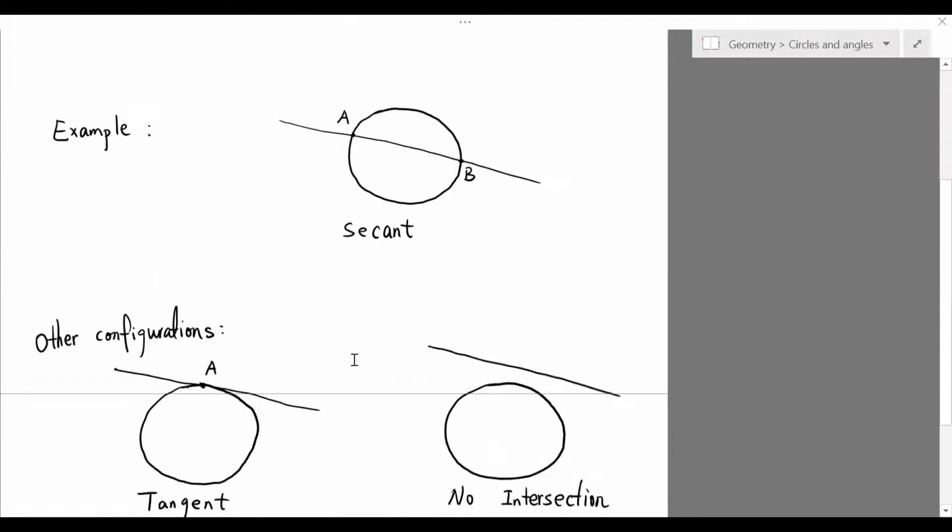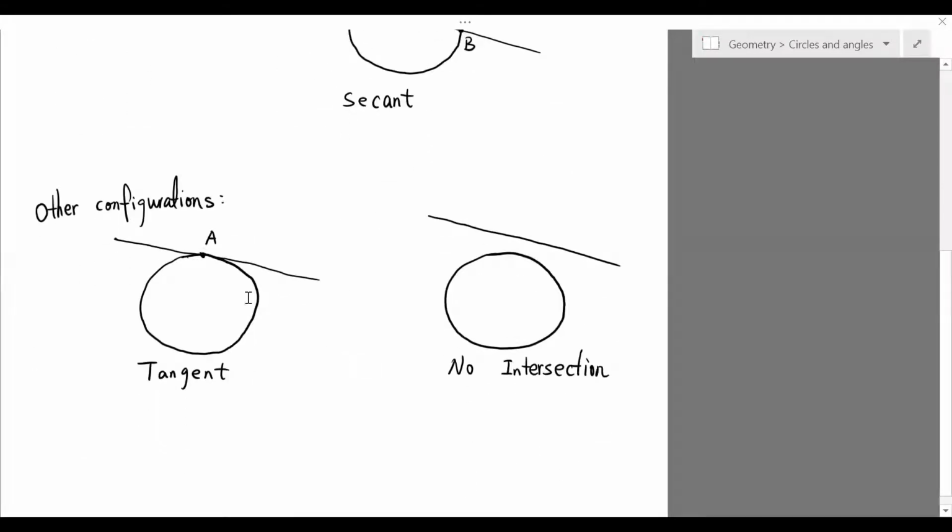In comparison to other configurations, we will have tangent to a circle, which is a line that intersects the circle at precisely 1 point. Another possibility is there is no intersection between the line and the circle at all.